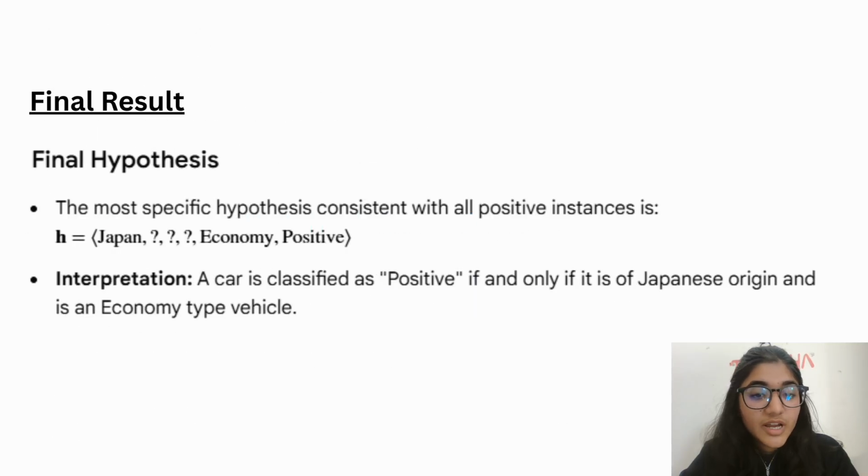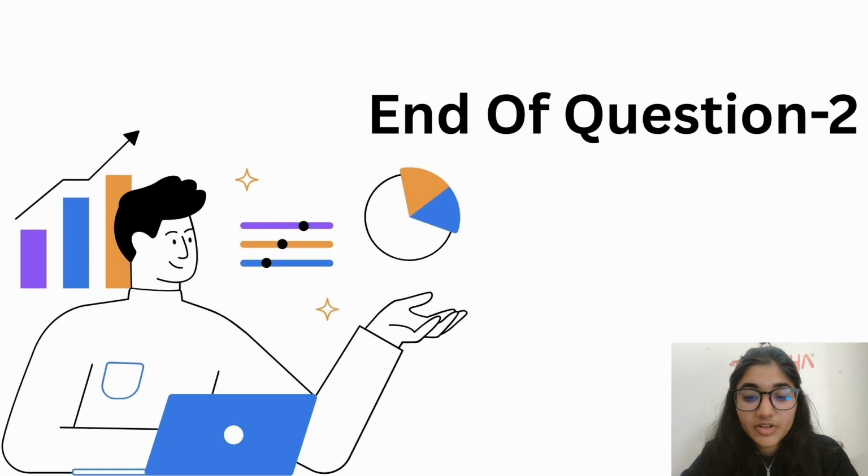Now, the final result, the most specific hypothesis consistent with all the positive instances, is H equals Japan, question mark, question mark, economy, and positive. So the interpretation is that a car is classified as positive if and only if it is of Japanese origin and is an economy type vehicle.